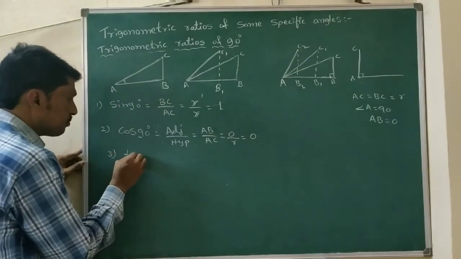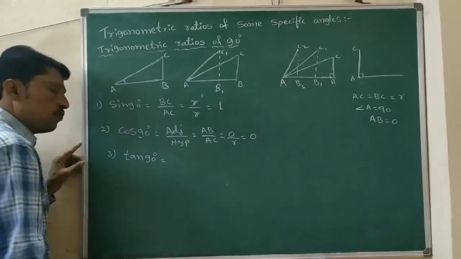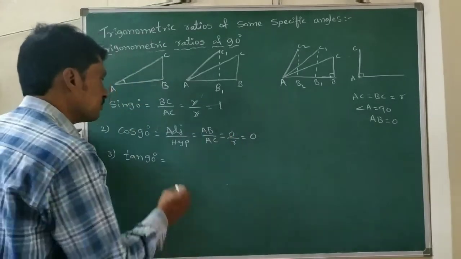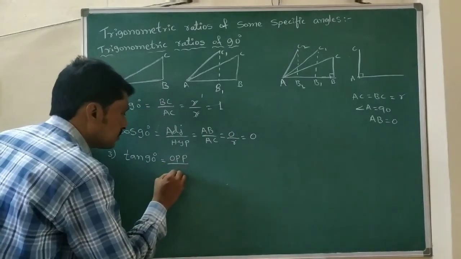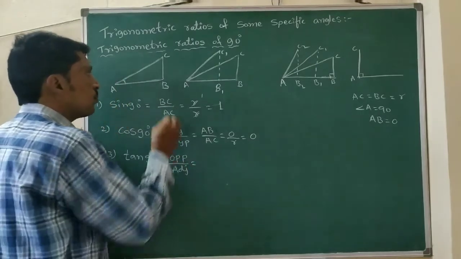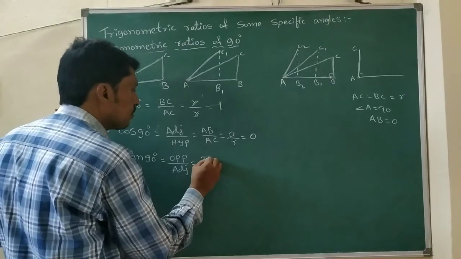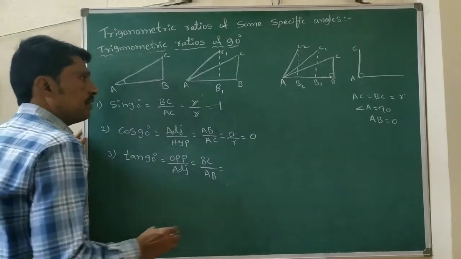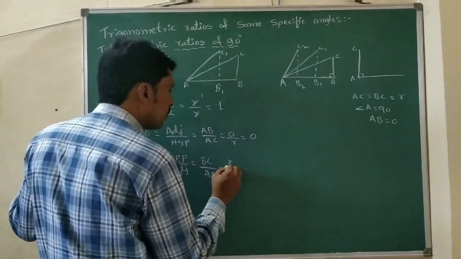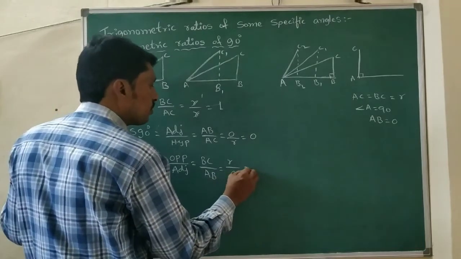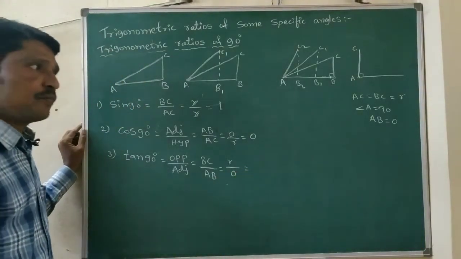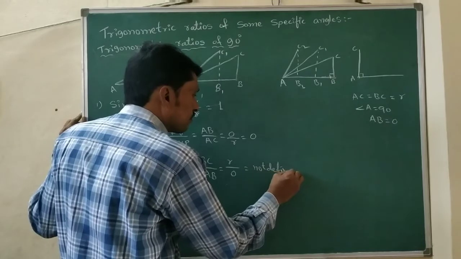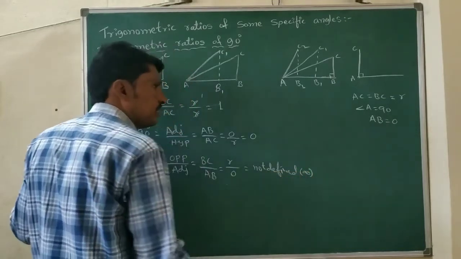Next, the third one, tan 90 degrees. What is tan? Opposite side to the angle by adjacent side to the angle. Opposite to angle A is BC, and adjacent is AB. BC value we took as R units, and AB value is 0. Something by 0 means it is not defined or infinity.